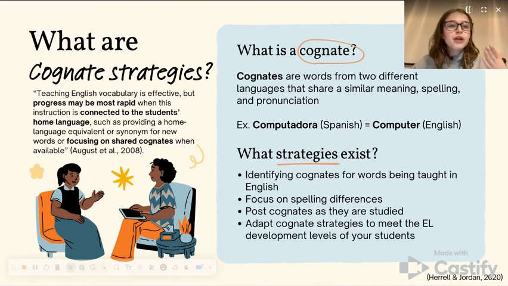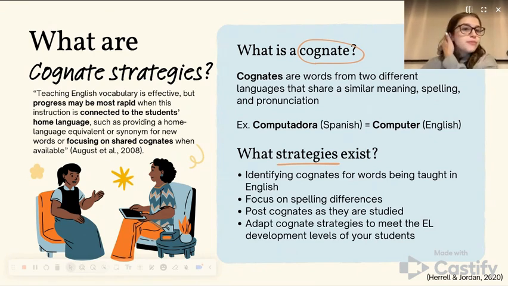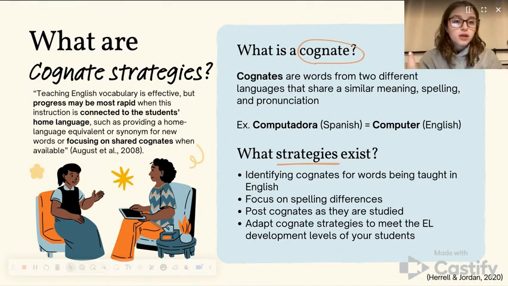So, what strategies exist for integrating cognates into instruction to help your EL students feel more confident? One of them is identifying cognates for words being taught in English. This can be done through readings, lessons, etc. And then you want to focus on any spelling differences because this is going to help them in their writing. You want to point out those differences because then they're going to start having patterns about the English language that they have about their native language.